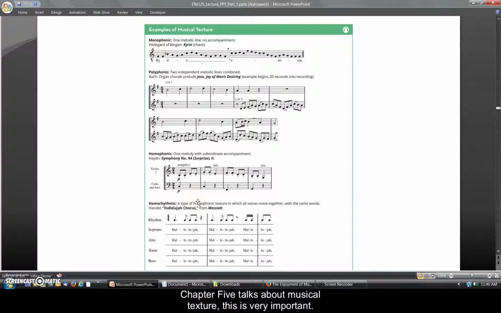Chapter 5 talks about musical texture. This is very important. I really want you guys to know these terms. There's basically 4 different types. We have monophony or monophonic, polyphonic, homophonic, and homorhythmic. This goes back to the Latin terminology, but we can clearly see these examples here.